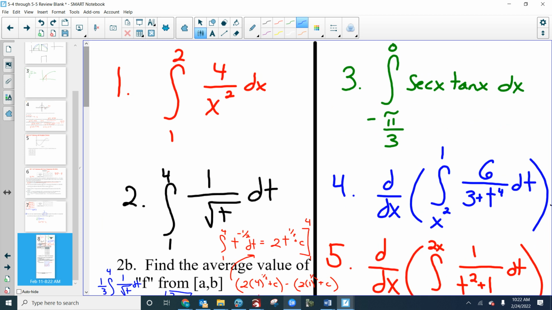Three. What's the antiderivative of secant x tangent x? Secant x plus a constant, plug in 0, plug in negative pi over 3, and subtract.